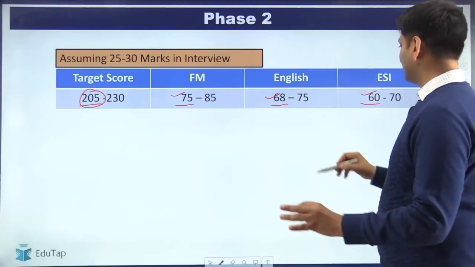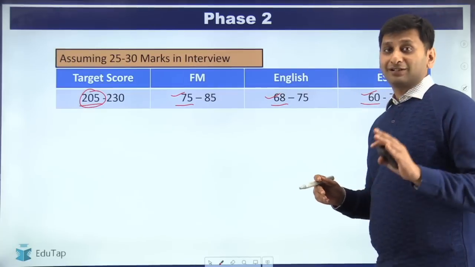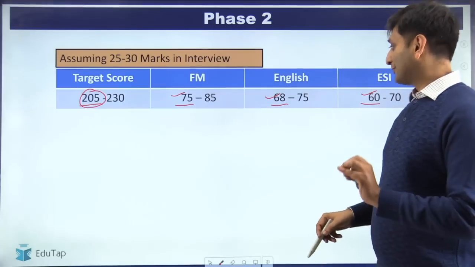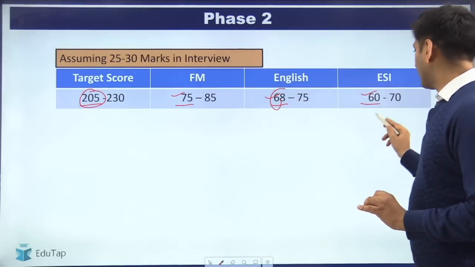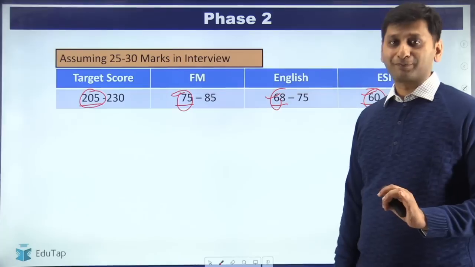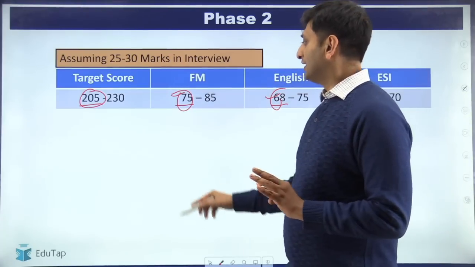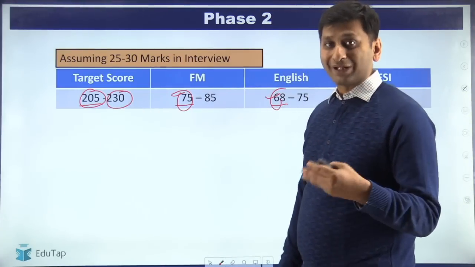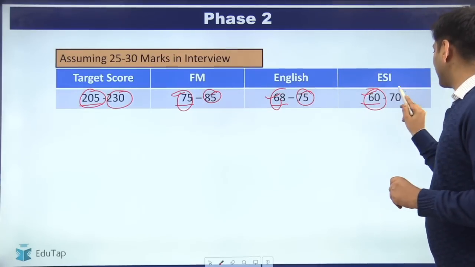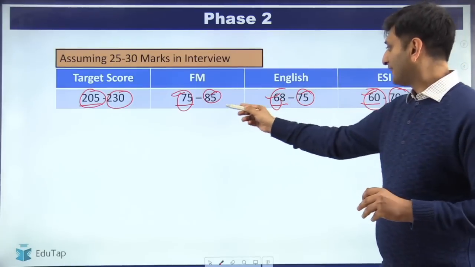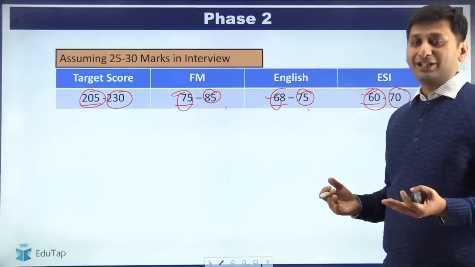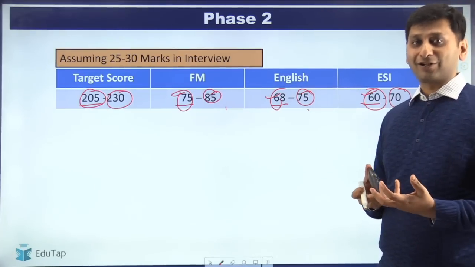Now this might seem easy, 68 in English and 60 in ESI, but just remember we are assuming here the target score of 205 when the paper is tough, and when the paper is tough, scoring 68 in English or 60 in ESI or 75 in FM is not an easy task. But still something achievable. Then 230 in case the paper is easy: 85 in FM, 75 in English and 70 in ESI. Again, these three marks, 85, 75 and 70, are not easy to score, especially in ESI, where even if the paper is easier, the current affairs are not easy to score.